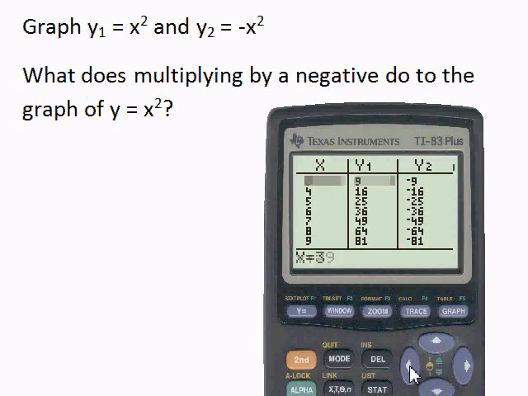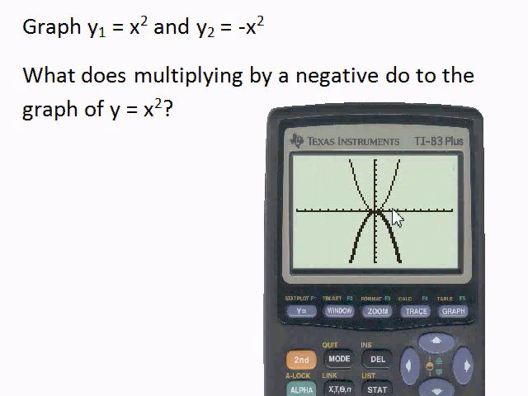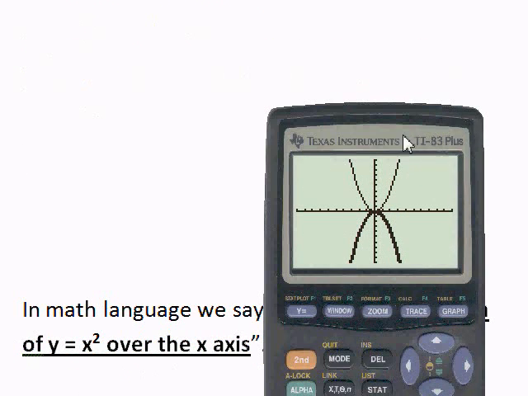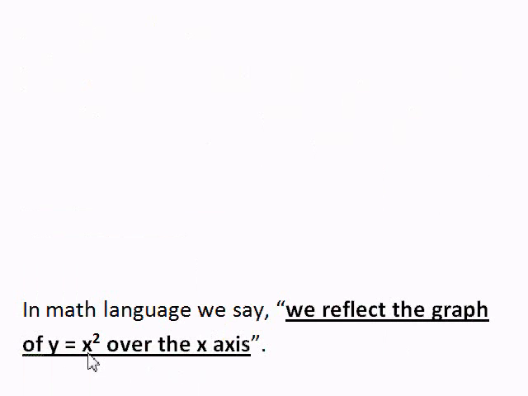Look what causing the y2 to be negative x squared does to the y values. It changes the values from positive to negative. Positive 4 to negative 4, positive 9 to negative 9, positive 16 to negative 16. So that makes sense. When we multiply our equation by a negative number, it changes the sign of all of our y values. The way we put this in math language, again for the graph, is that we have reflected the graph of y equals x squared over the x-axis. You'll often see it also said, instead of over, in the x-axis. For our purposes, we're going to say those mean the same thing.